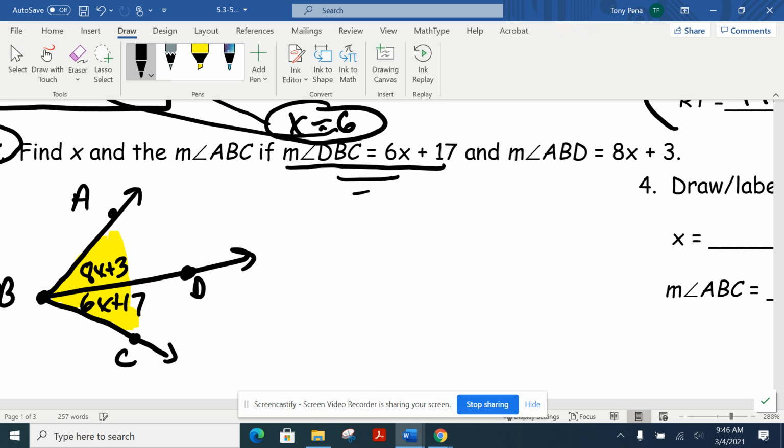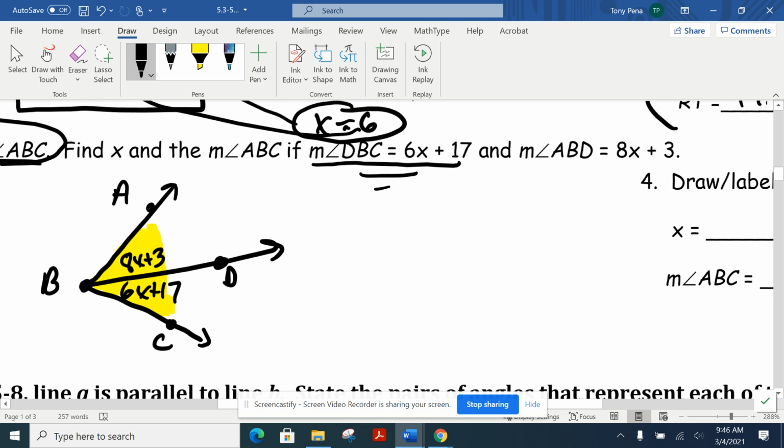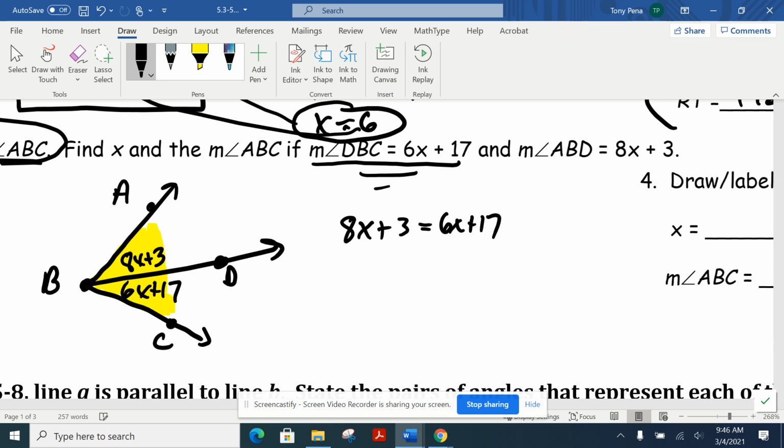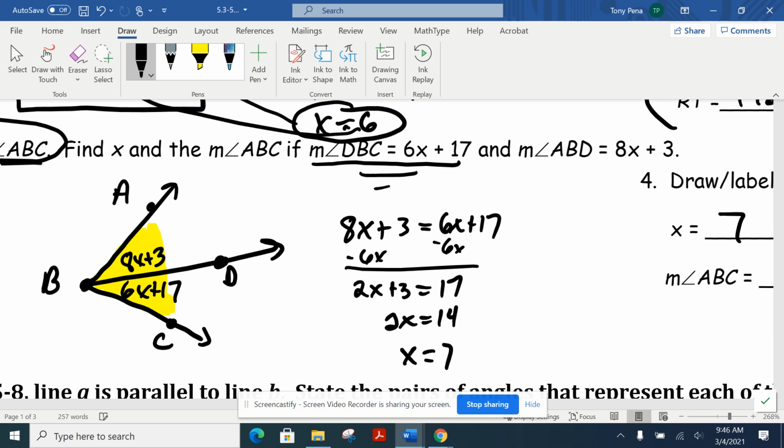Since we are told that this angle has gotten cut right in half, that means those two have to be equal to each other. So once again, since we know these are getting cut in half, each one of them has the same degree measure. Set them equal. Here I do want x, all right? So x is going to be 7.